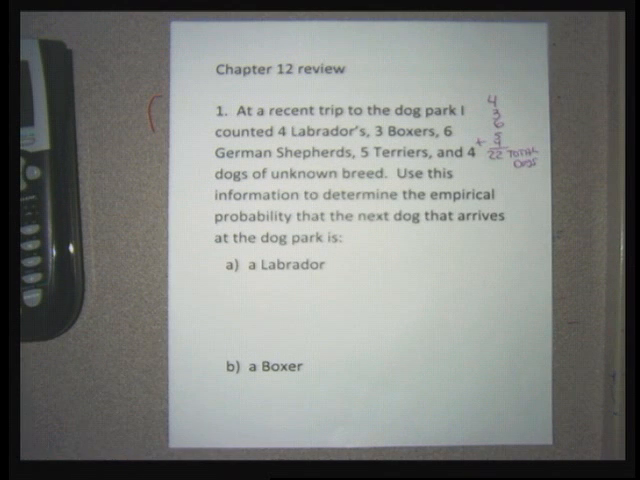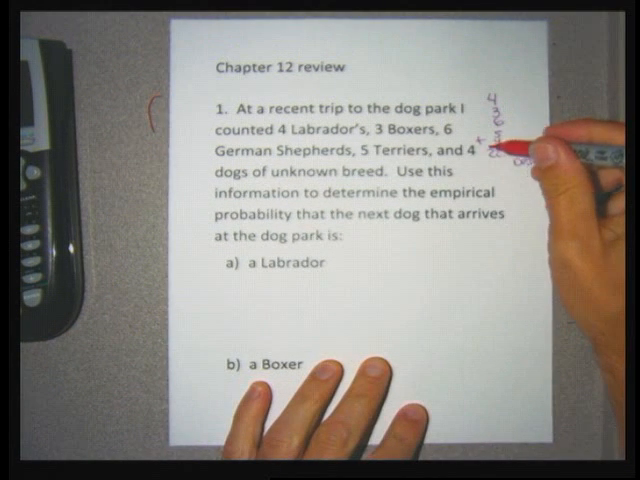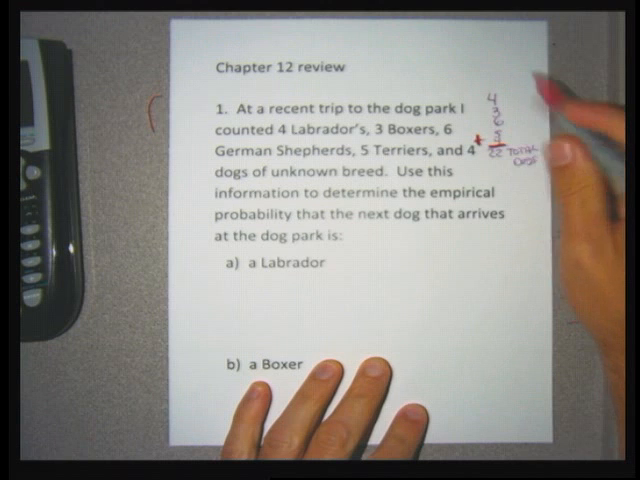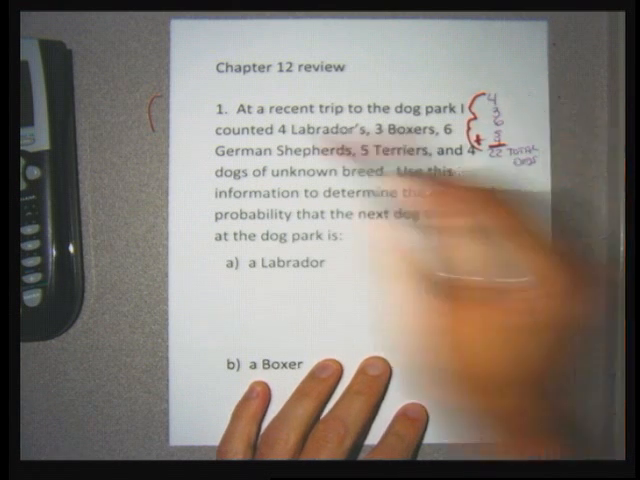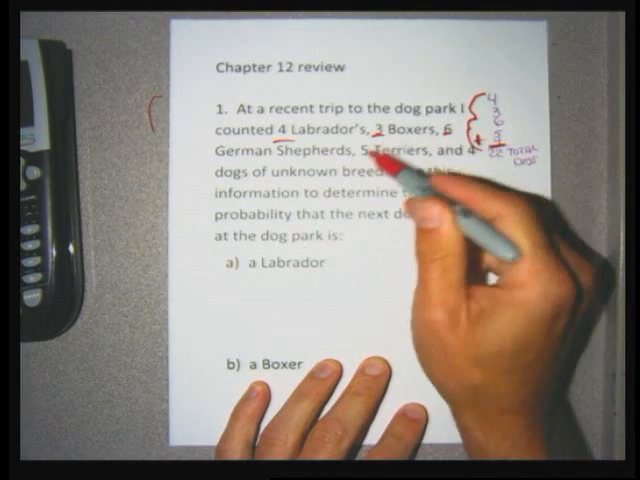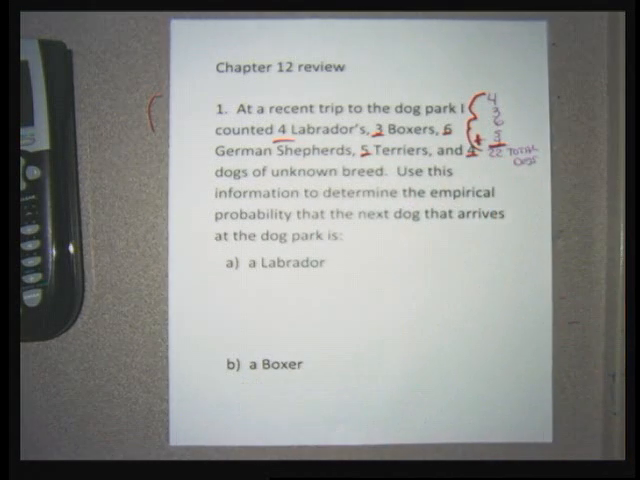So problem 1, if you read through it, talks about a trip to the dog park. At the dog park there are 4 Labradors, 3 Boxers, 6 German Shepherds, 5 Terriers, and 4 Mutts. Before I even got into the word problem, I realized it might be important to know how many total dogs were at the dog park, so I just added up the numbers of each type, and it came out to be 22 total dogs.